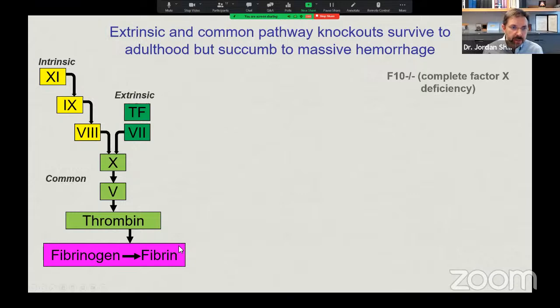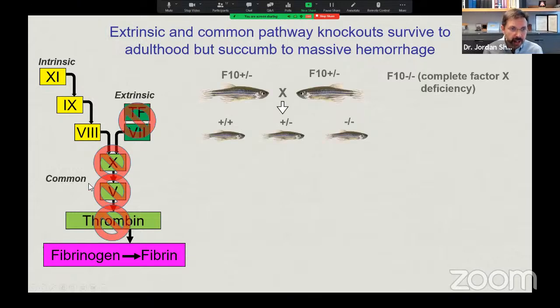So we knocked out all these factors, and with the phenotype I'm going to show you now, the effects are similar in the extrinsic pathway, which is tissue factor and factor 7, as well as the common pathway, factor 10, factor 5, and thrombin. And what happens is when we make knockouts for these, we represent it as plus minus. Plus means one copy of the gene is intact. Minus means that the other copy of the gene is not intact. And when we mate them, we get some fish that are wild type, we call it 2 normal copies, some that are carriers, and some that are complete losses, and they have factor 10 deficiency.